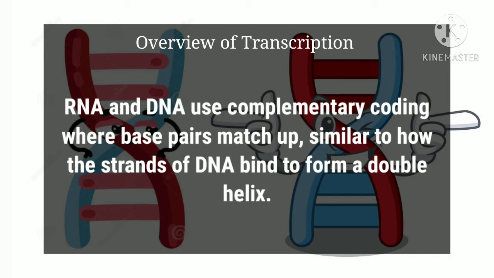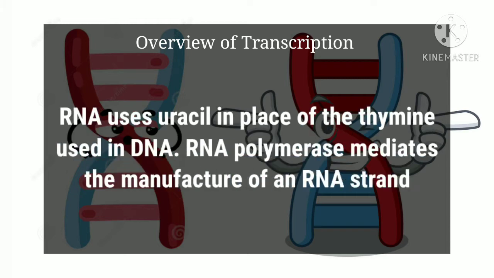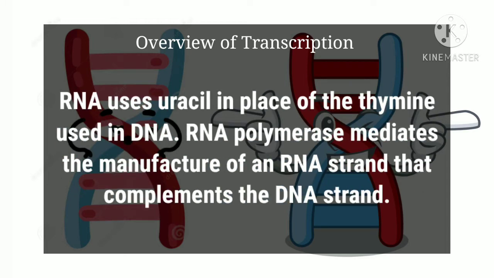RNA and DNA use complementary coding where base pairs match up, similar to how the strands of DNA bind to form a double helix. One difference between DNA and RNA is that RNA uses uracil in place of the thymine used in DNA. RNA polymerase mediates the manufacture of an RNA strand that complements the DNA strand. RNA is synthesized in the 5' to 3' direction. There are some proofreading mechanisms for transcription, but not as many as for DNA replication.